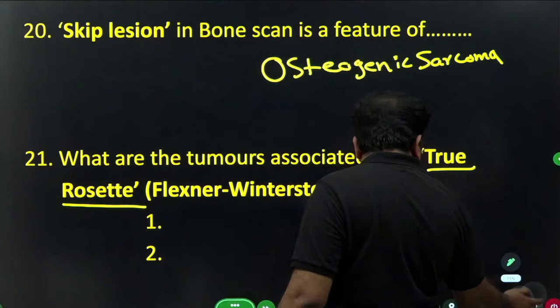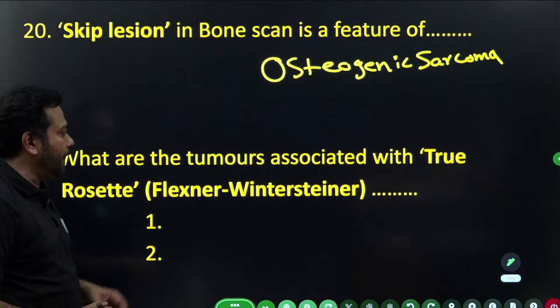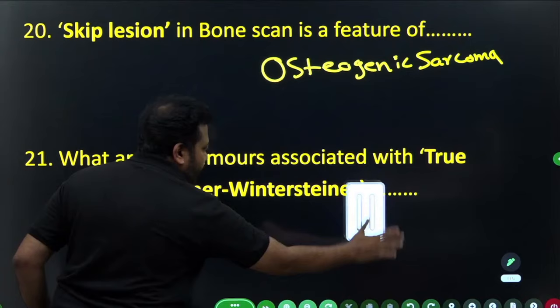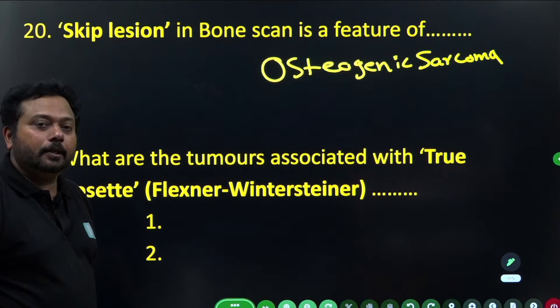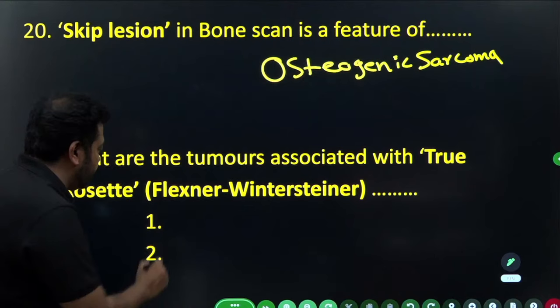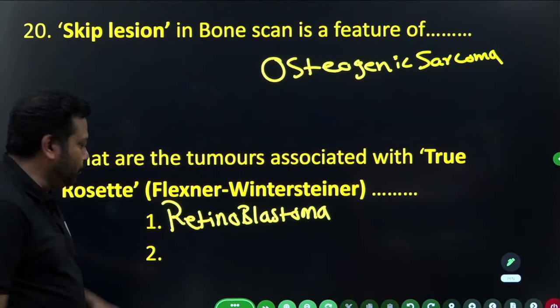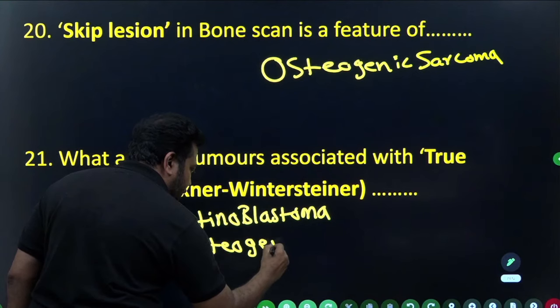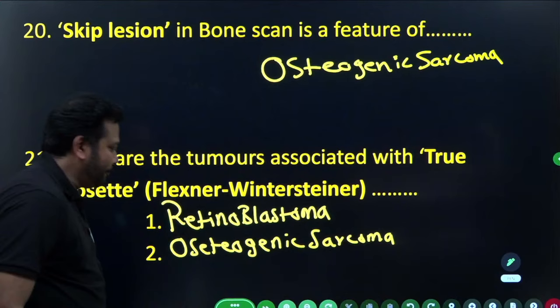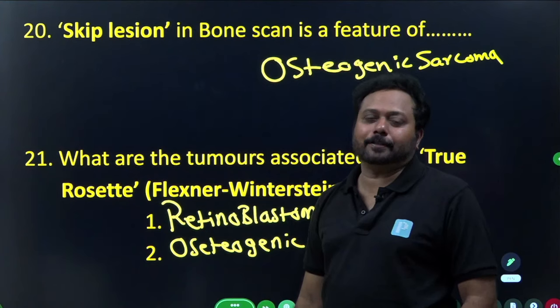True rosette. Your Robbins uses the word Flexner-Wintersteiner rosette. This is the name of true rosette. What are the tumors that give true rosette or Flexner-Wintersteiner rosette? Number 1, retinoblastoma. Number 2, osteogenic sarcoma. Retinoblastoma, osteogenic sarcoma, true rosette, otherwise called Flexner-Wintersteiner rosette.